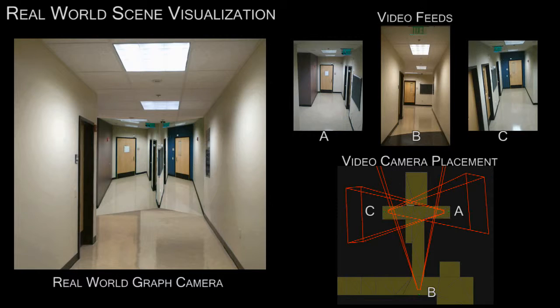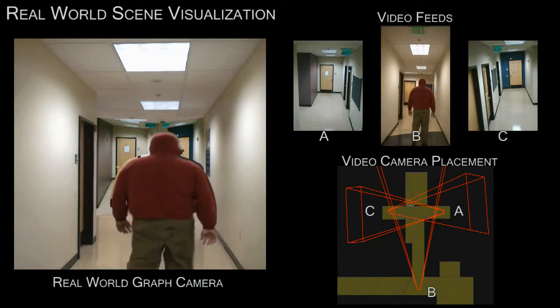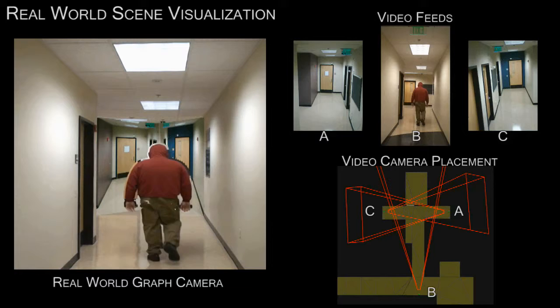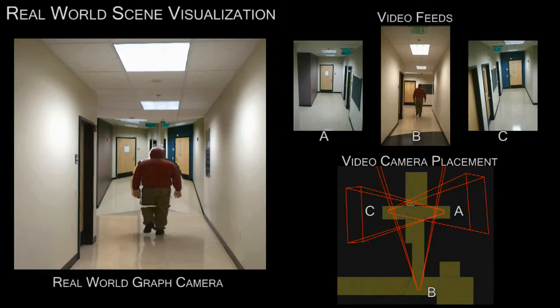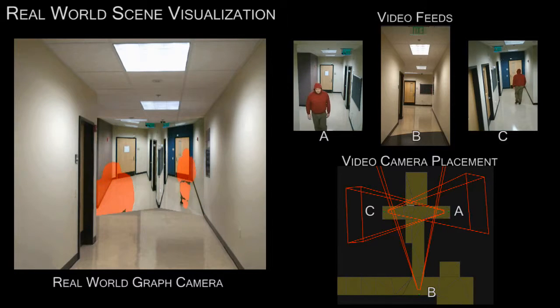A real-world graph camera is implemented with a video camera for each frustum. Here a graph camera integrates 3 video feeds. One challenge is the implementation of near and far clipping planes connecting the graph camera frusta. We implement clipping planes by background subtraction. The subject is automatically erased from all video feeds except for the one where the subject is located.